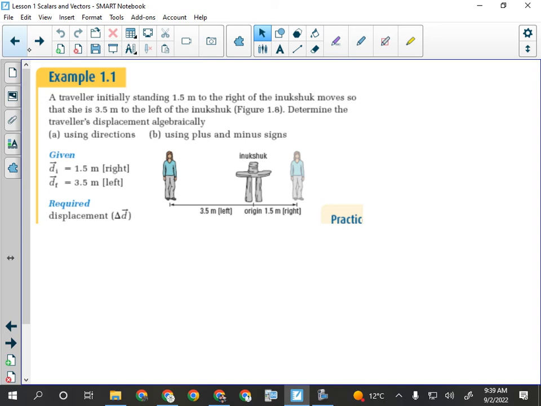The statue. Yeah, the initial is the reference point. Because the initial position, we were told, was 1.5 meters to the right of the inukshuk. That makes the inukshuk the reference point. So the reference point is not always your initial position. Sometimes it is, but often it isn't. It's just the thing that your initial position is measured from. And then you go from there and you draw your vectors as arrows and you put them tail to head like we showed yesterday, or the day before if you were here on Wednesday.